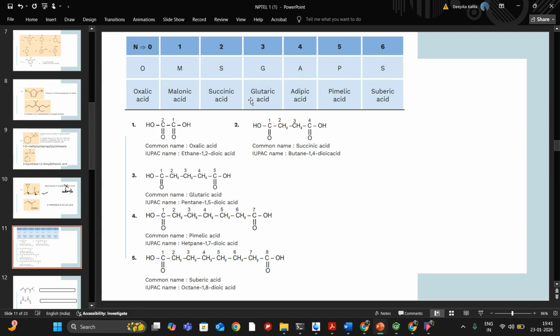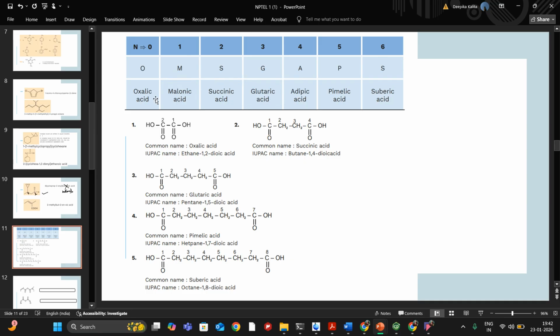OMS GAPS. What does OMS GAPS stand for? Oxalic acid, malonic acid, succinic acid, glutaric acid, adipic acid, pimelic acid and suberic acid. This OMS GAPS will help you remember the common names of dicarboxylic acids.